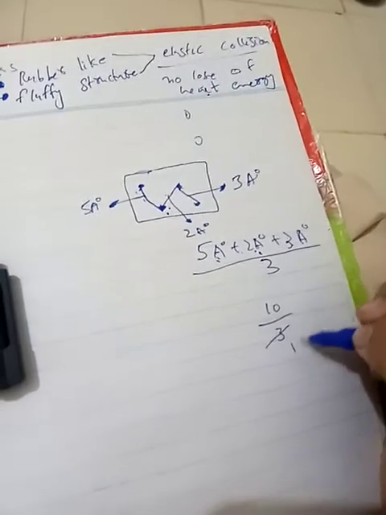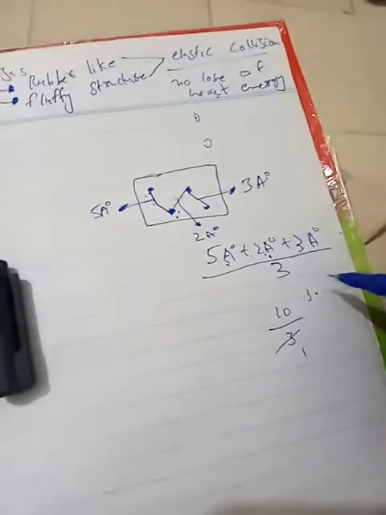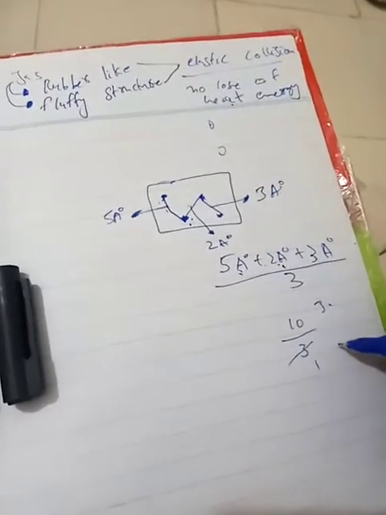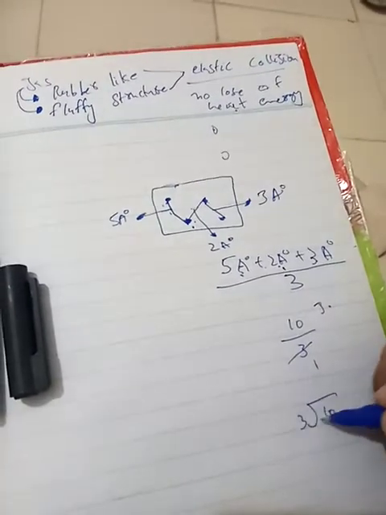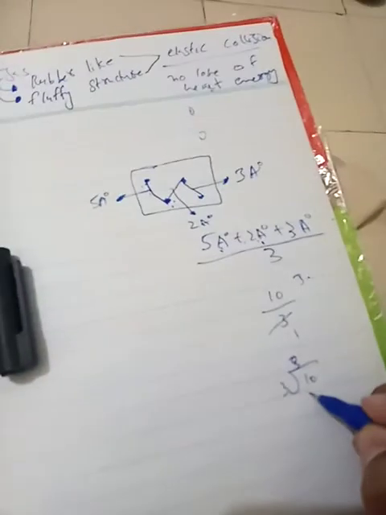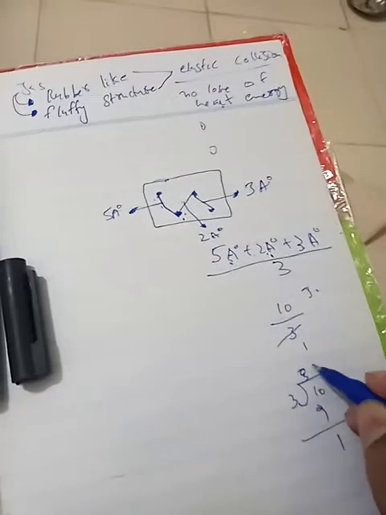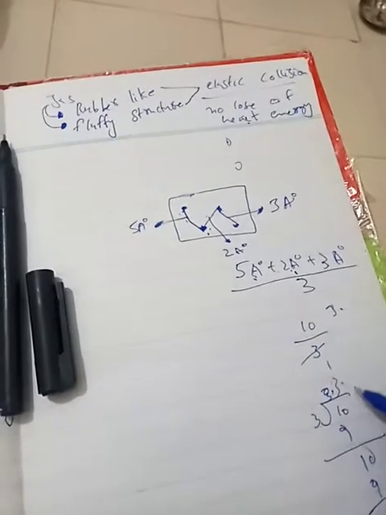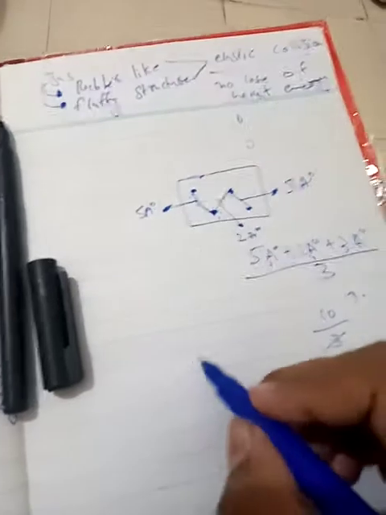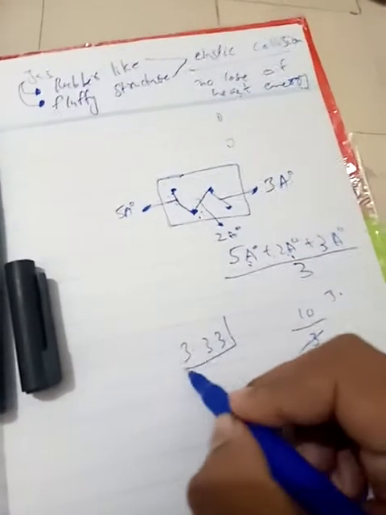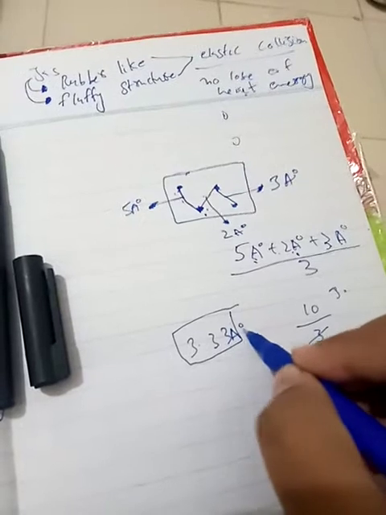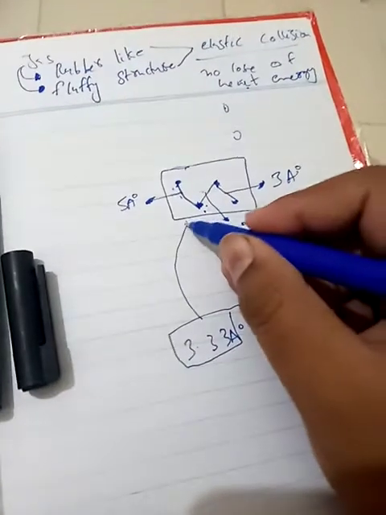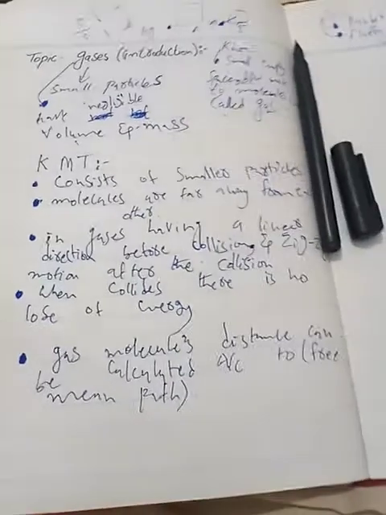3 times 3 is 9, and 1 will remain, so it will be a continuous 3.3333. So for example, this distance is covered by this one molecule. So we can calculate the distance of a gas molecule by free mean path.